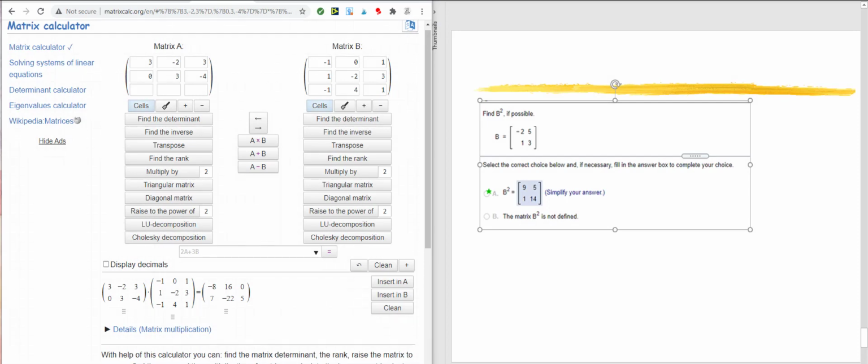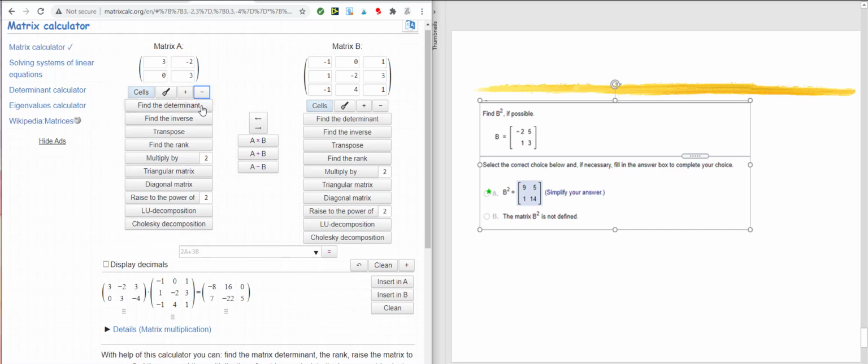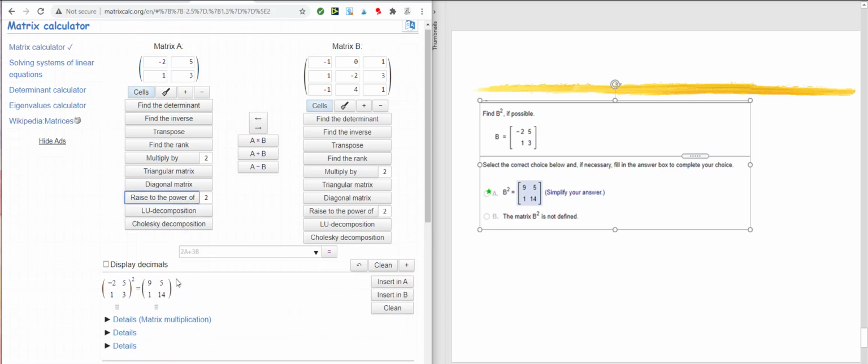Let's try this next question. So we need to find the matrix B squared. Well, it's actually not too bad. So what I'm going to do is hit the negative because it takes out one of the columns and one of the rows because we really don't need it. And we're just going to type in what we have. Okay. And now, do you notice down here where it says raised to the power of 2? Well, we're squaring it, so that's good. If we needed to find the 4th power or the 5th power, we would just change this number. But let's do that. And what do we get? 95114. Cool.